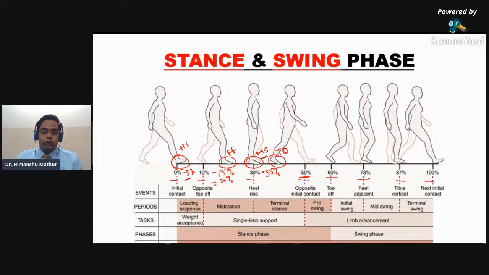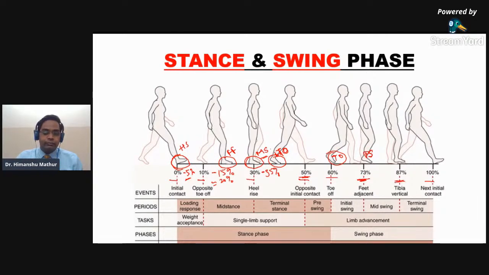Okay, and at almost 60% of the gait cycle, you'll be having heel off here. I'm sorry, heel off here, and at almost 60% of the gait cycle, you'll be having toe off. Okay, coming on to the other phase, the pre-swing phase is at 73%, in which we have the pre-swing phase.